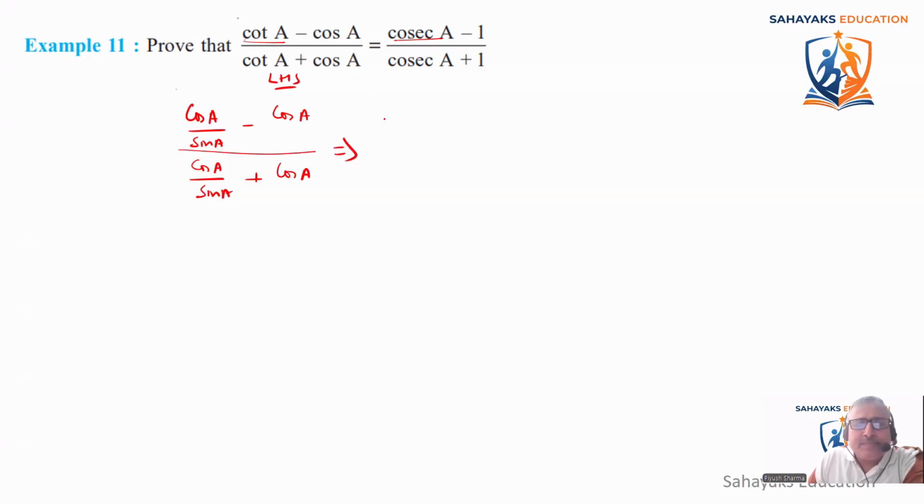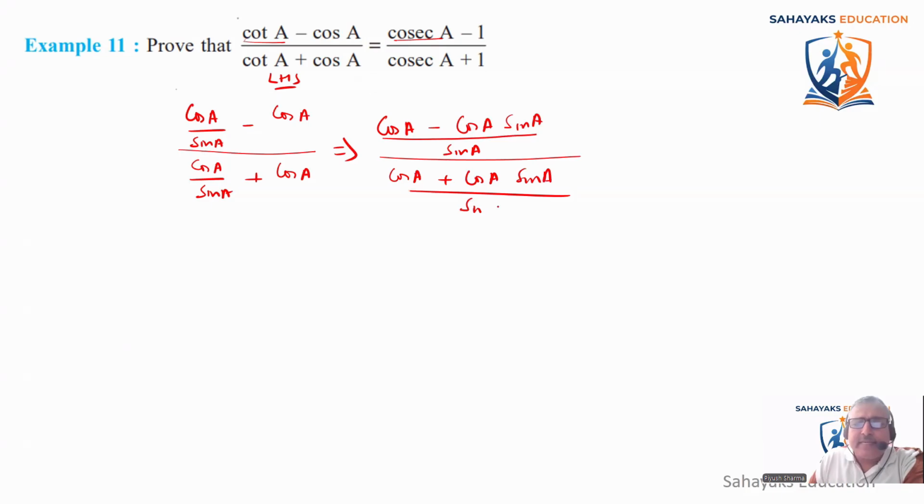Now it becomes cos A minus cos A sin A divided by sin A, divided by cos A plus cos A sin A divided by sin A. Okay, so sin A will cancel out. So it implies it becomes cos A common.